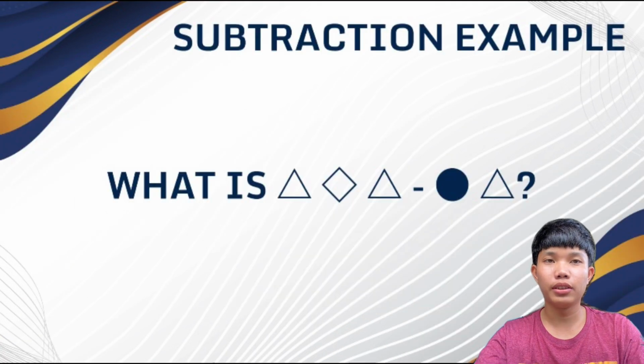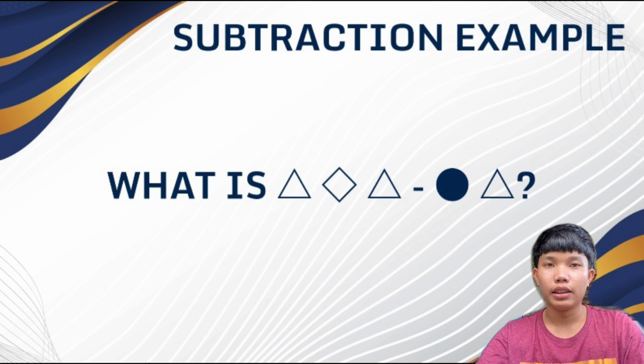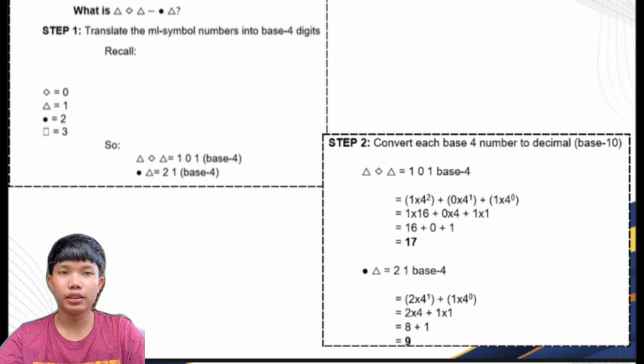So let's proceed to the example of subtraction. What is alpha void alpha minus beta alpha? Step 1. Alpha void alpha is equal to 101 in base 4. Beta alpha is equal to 21 in base 4. Step 2. Alpha void alpha, 101 in base 4.